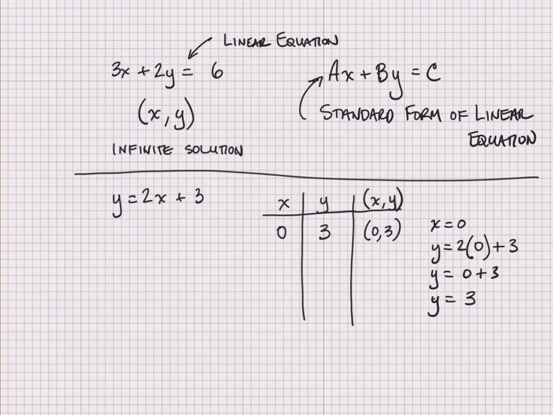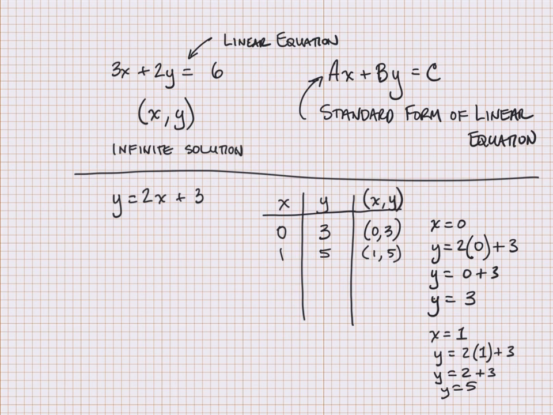Let's find another one. Let's plug in 1. And so when X is equal to 1, notice I have to do this whole process again. When X is 1, that's going to be Y equals 2 times 1 plus 3. So Y is equal to 2 plus 3, or Y is equal to 5. So when X is 1, Y is 5. My ordered pair is (1, 5). Here's another solution to this equation.